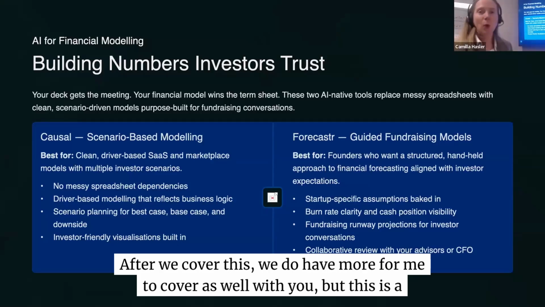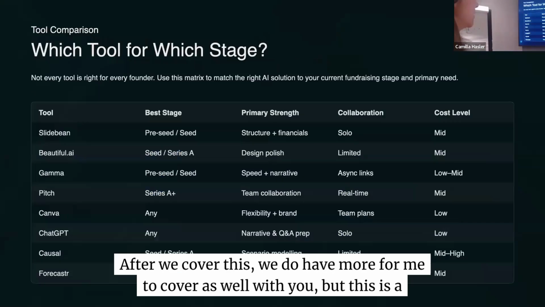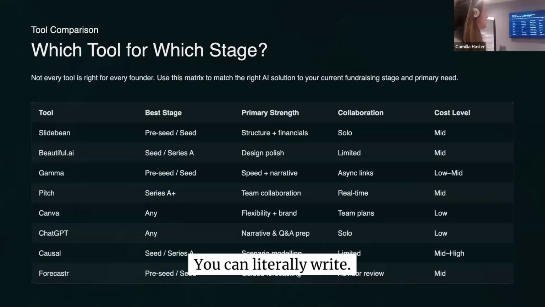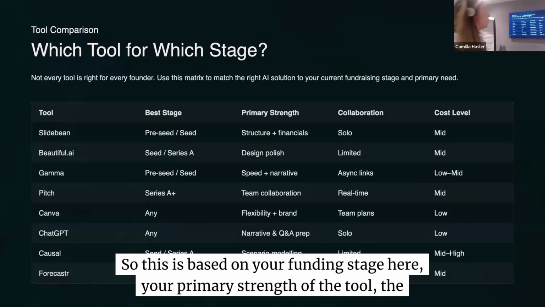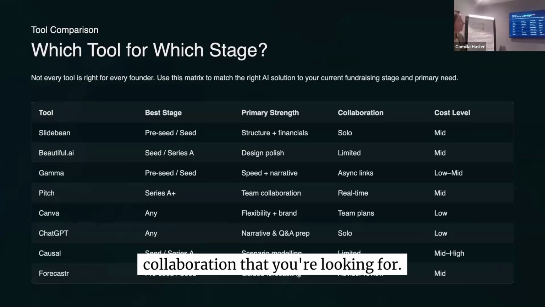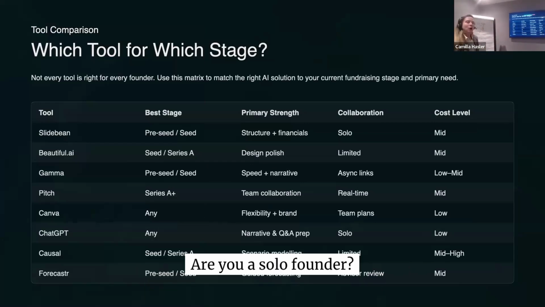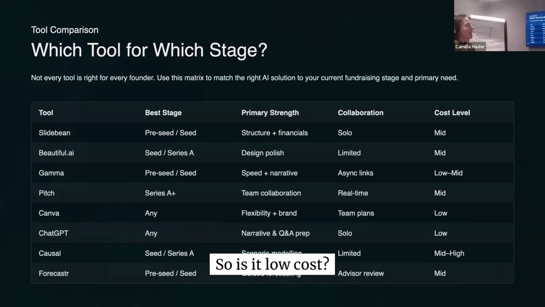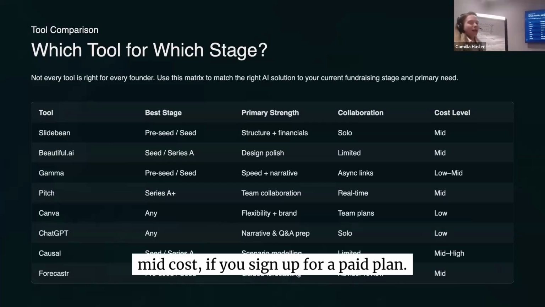After we cover this, we do have more for me to cover with you, but this is a summary. You can take a photo with your phone. You can literally write. So this is based on your funding stage here, your primary strength of the tool, the collaboration that you're looking for. Are you a solo founder? Are you on a team plan, etc.? And the cost level that you're looking for. So is it low cost, mid cost?